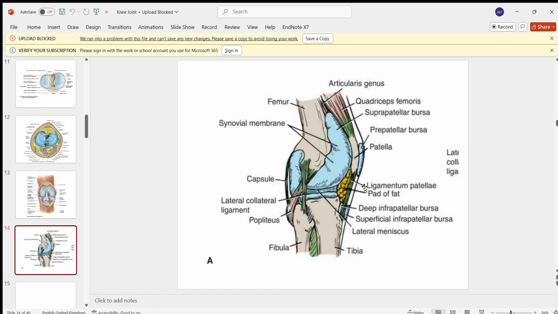Here we can see the various bursa which are very important in case of knee joint. These are present anteriorly on the lateral side and on the medial side. The bursa which are present on the anterior side are located around the patella. This is patella. The bursa in front of the patella is called prepatellar bursa. The bursa that is above the patella is suprapatellar bursa, and the two bursa which are below the patella are called the superficial and deep patellar bursa.